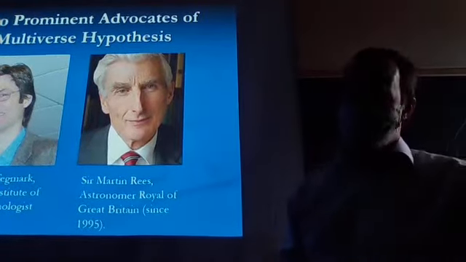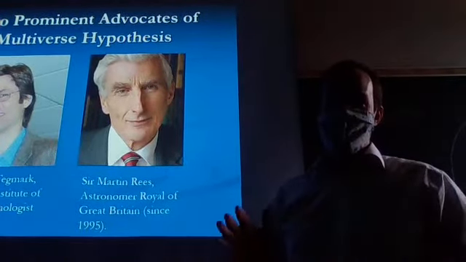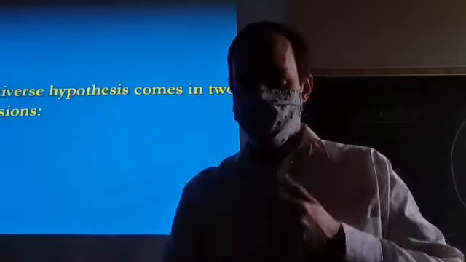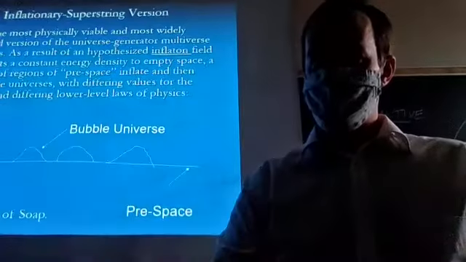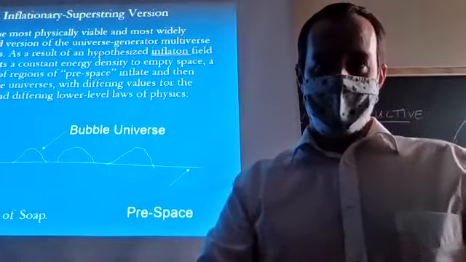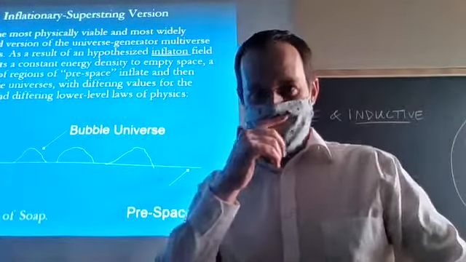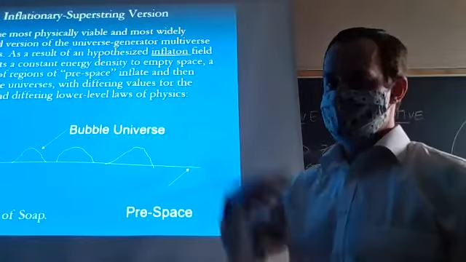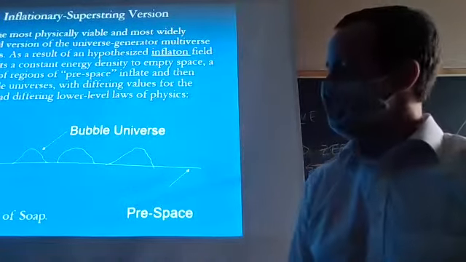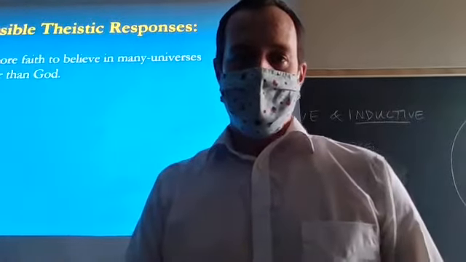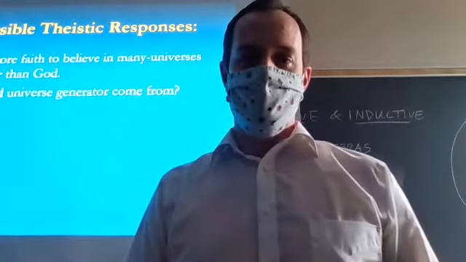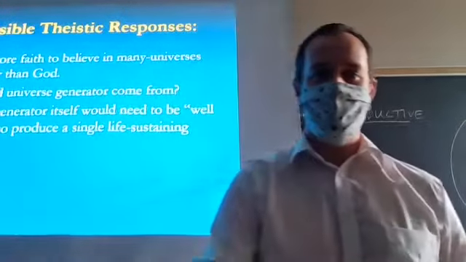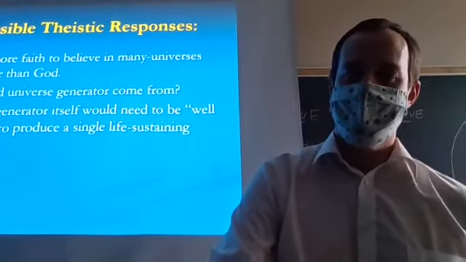Okay. All right, two prominent advocates of the multiverse hypothesis, Max Tegmark and Martin Rees. Okay, there are two versions of the multiverse hypothesis. I'm going to zip through these. The most physically viable and widely advocated version of it is the universe generator multiverse hypothesis. This suggests that universes are generated many times. But then you have to explain where the universe generator comes from, which is a problem in itself. And it would have to be well designed to produce a single life-sustaining universe.